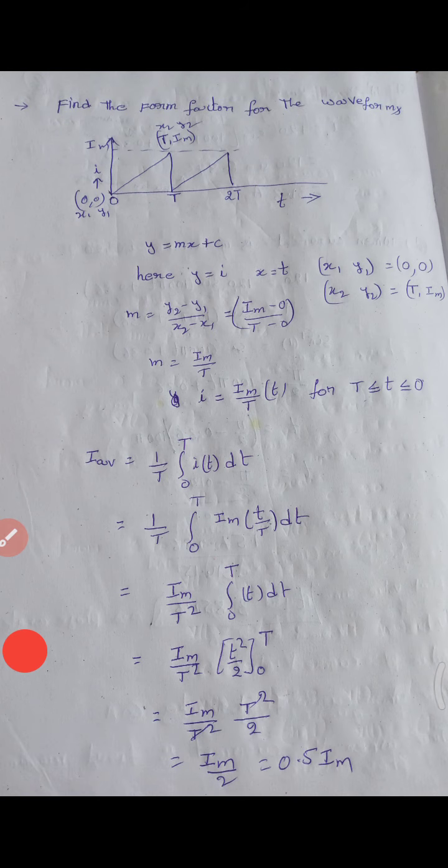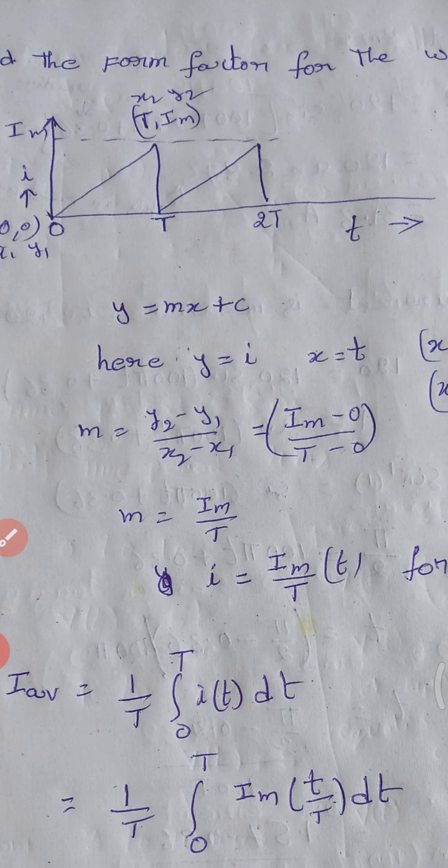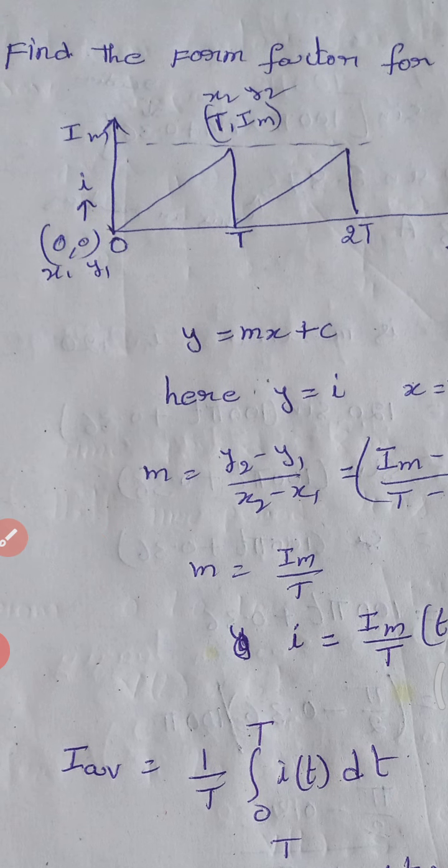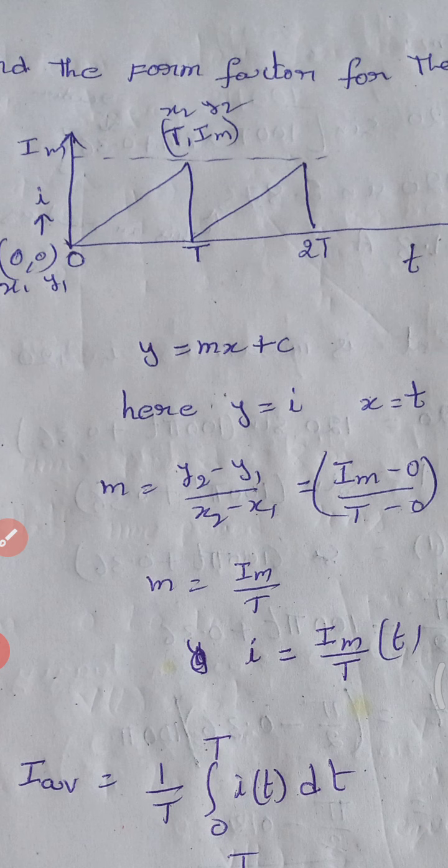Find the form factor for the waveform. So we have to find the form factor for the given waveform. This is the given waveform. If you want to solve this type of problem, first of all we have to find the equation for the given waveform. That means the waveform is in diagrammatical representation, so we must find the equation for the given waveform. Let us see how to find the equation for the given waveform.